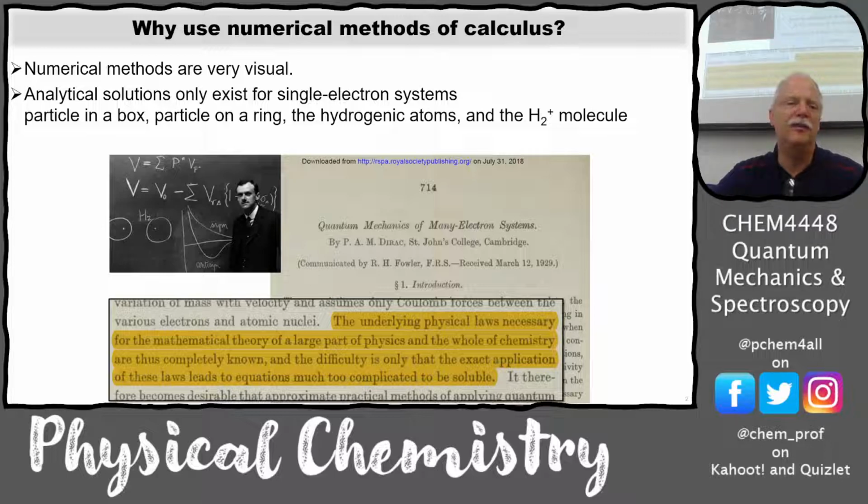And again, analytical solutions only exist for very few systems. Any single electron system: particle in a box, particle in a ring, a hydrogenic atom, which only has one electron, and the H2 plus molecule, which only has one electron. The electrons are described by wave functions, so where's the location of that electron? It's hard to do the Coulombic repulsion and attraction when the particle's not in an x, y, z coordinate. When it's spread out on a wave function, there's no way to handle that mathematically. And so there's no way to solve these multi-electron problems analytically.